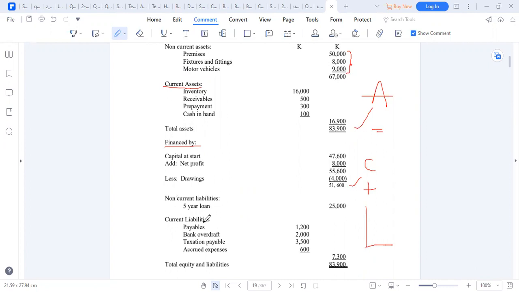In the current liabilities, we have payables, bank overdraft, tax payable, accrued expenses. All these collectively, we add to this. So when we get this figure, we add 1, 2, 3. We have 83,900, which is the same here as 83,900. So this is how the balance sheet must look.